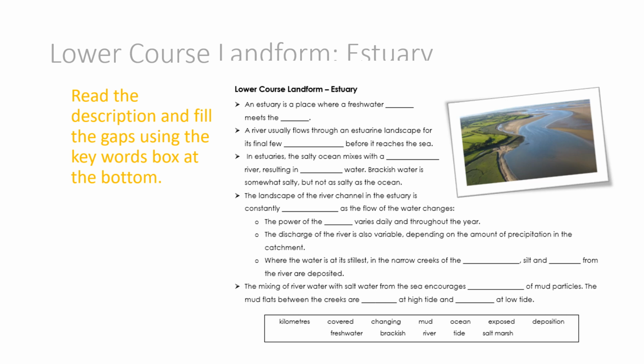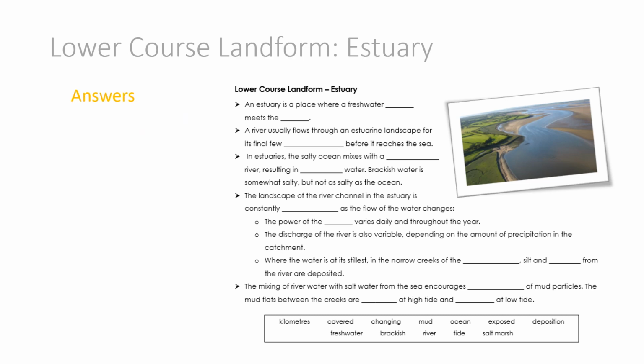So an estuary is a place where fresh water meets the something. So let's have a look. Fresh water, a freshwater river, and you can see here there's the river, which is fresh water, meets the salt water of the sea. So hopefully that'll be the sea. A river usually flows through an estuarine landscape for its final few, well, we're going to use metric, could be miles, but we're going to use kilometers, before it reaches the sea.